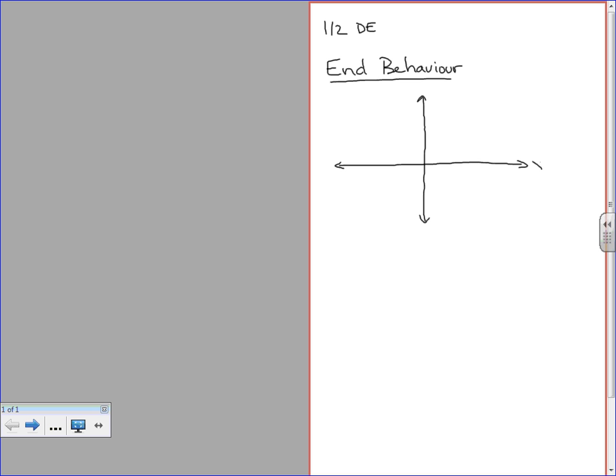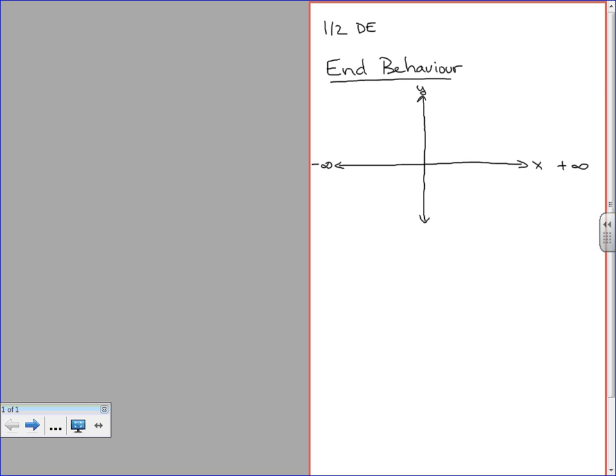So here's the x-axis, and as I head out to the right, my numbers get bigger and bigger, so that's positive infinity. And if I head to the left, my numbers are getting larger and larger negative numbers, and that's negative infinity. So what I'm going to do is go out to the right, and then look up or down to see which way my function's going.